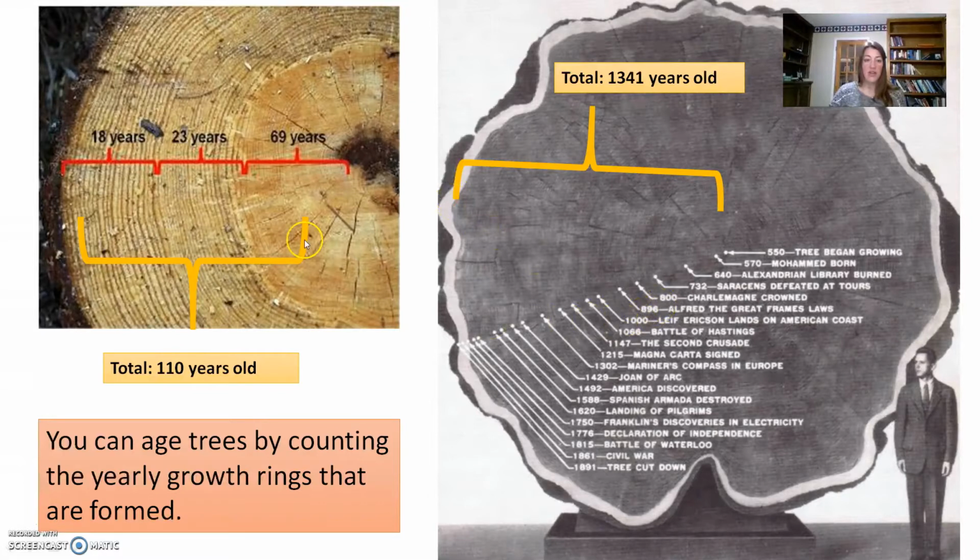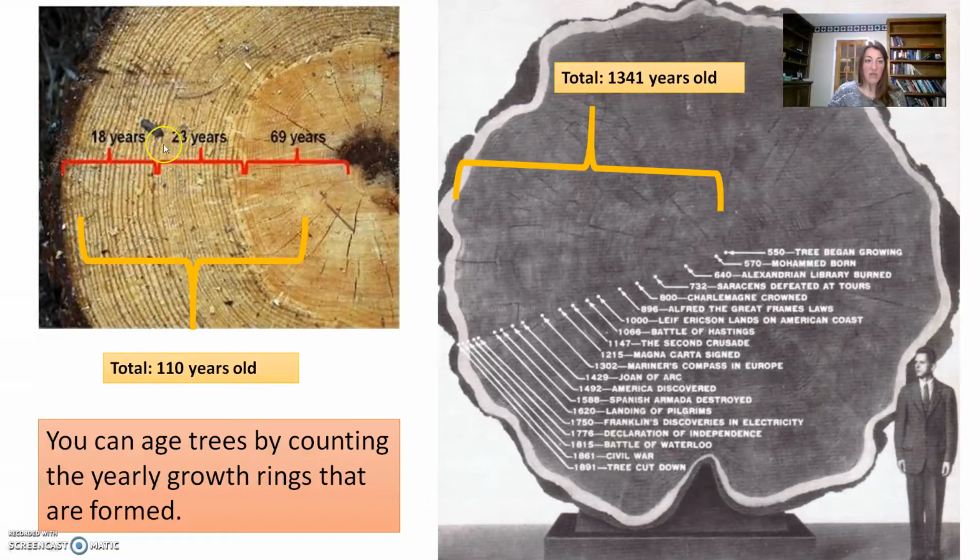Now, like I said, you can age trees by counting their yearly growth rings. So this tree was a total of 110 years old. Here's kind of that pith that used to be there, right? The heartwood starts to get dark and disappear. And you can literally count all these growth years.